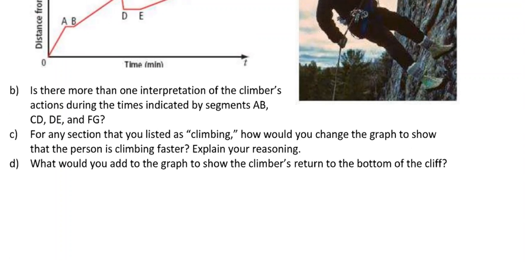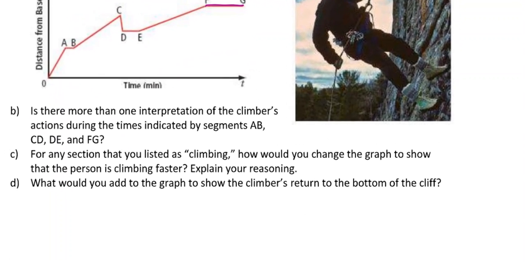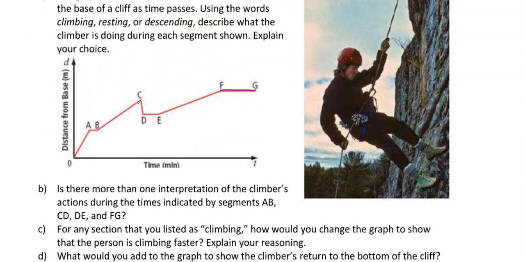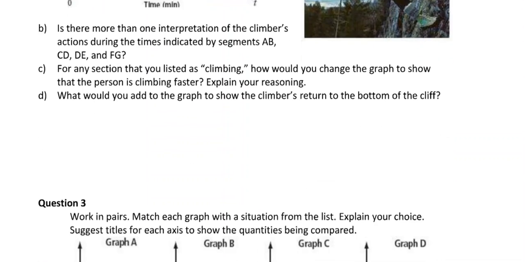Okay, is there more than one interpretation of the climber's action during the times indicated by A, B? Yeah, there is, right? Like I said on this one, maybe they fell. Maybe they just jumped down quickly. I don't really know what happened there, but they did get closer to ground level or down to the base at that time. You guys could be creative, right?